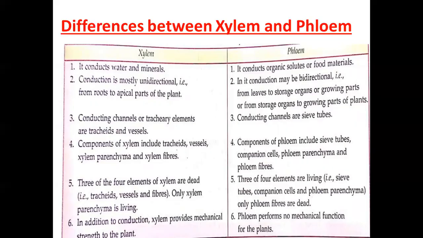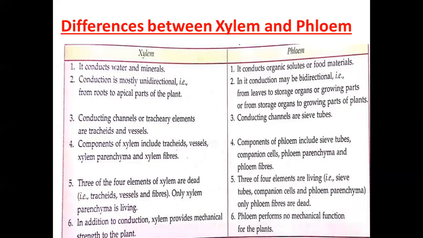But in case of phloem, conduction may be bidirectional, that is from the leaves to storage organ or growing parts. Xylem conducting channels or tracheary elements are tracheids and vessels, whereas in case of phloem, conducting channels are sieve tubes. Clear? Now, components of xylem include tracheids, vessels, xylem parenchyma, xylem fibers. But in phloem, components of phloem include sieve tubes, companion cells, phloem parenchyma, and phloem fibers.